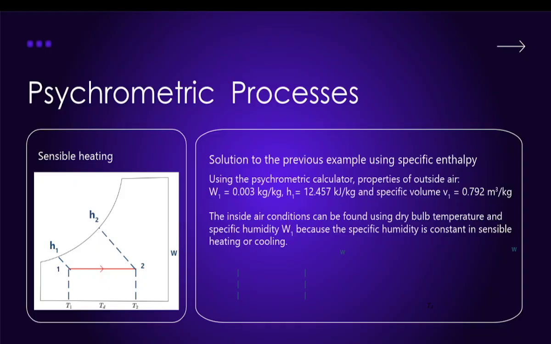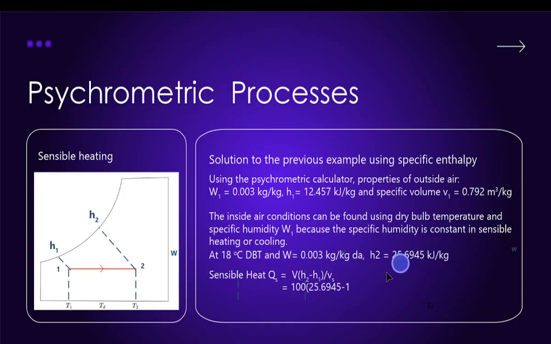Okay, so at this point 1, we are given the values. If we have the dry bulb temperature, and we have no change in W1 here, so W2 is equal to W1, and using Td2 and W2 we can find the other values here. W2 is 0.03 kilogram per kilogram dry air, and H2 is 25.6955. So sensible heat will be equal to V times (H2 minus H1) divided by Vs, the specific volume. Plug in the values, we come out with 27.86 kilowatt. This is a more accurate result.